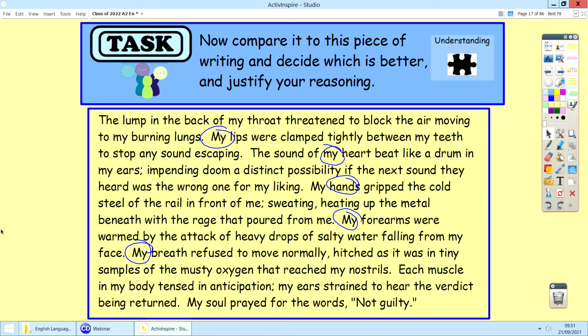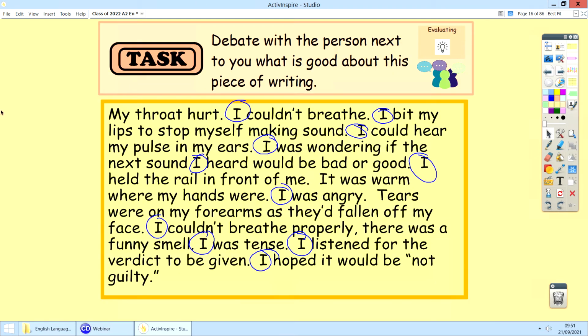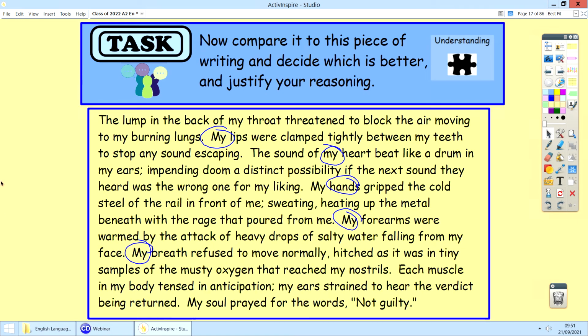Now, essentially in these two extracts, the same thing has happened. But what you need to do is pause the video and say exactly why this one is better. What have I done in this piece of writing to make it better than this piece of writing? The same thing happens, but why is this rubbish and why is this so much better?